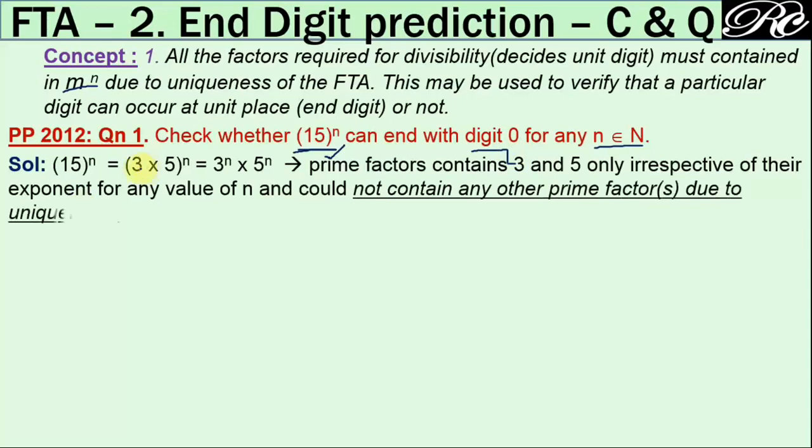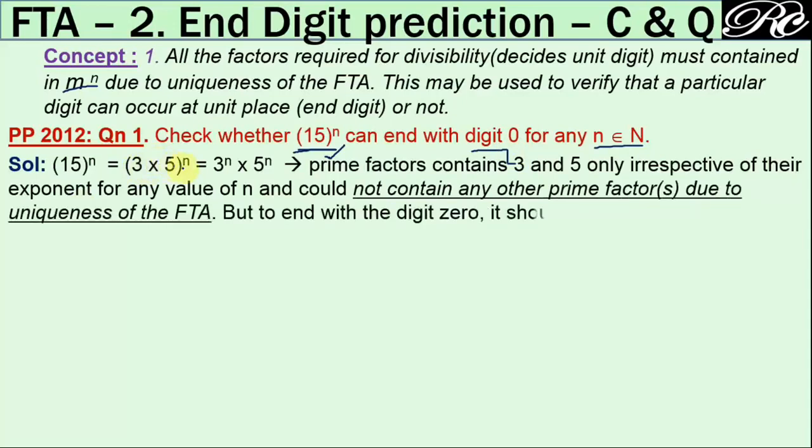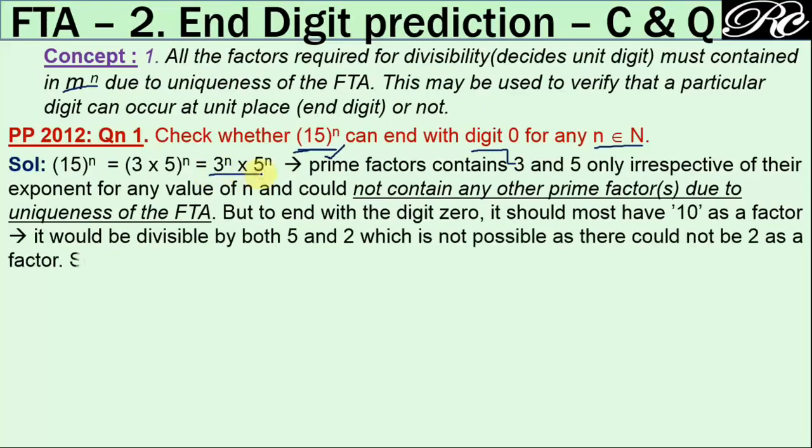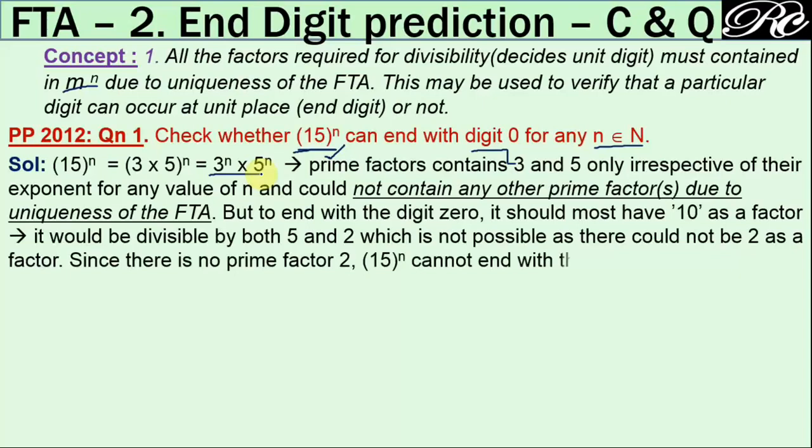So here we are getting 15 is 3 into 5 to the power n, means this contains the factors 3 and 5 only. But for this number to end with 0, it must be a multiple of 10, and for 15 to the power n to end with 0, it must contain both the factors 2 and 5. But here 5 is present but 2 is not present, therefore 10 or 0 cannot be produced at the unit digit.